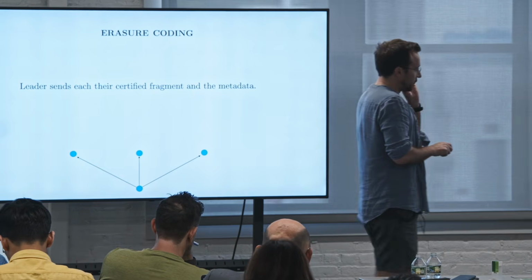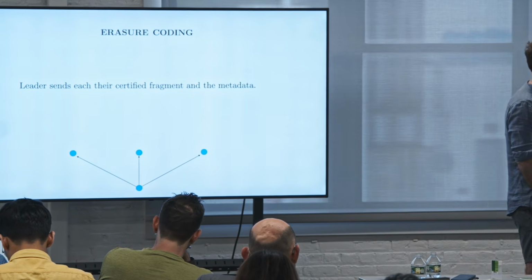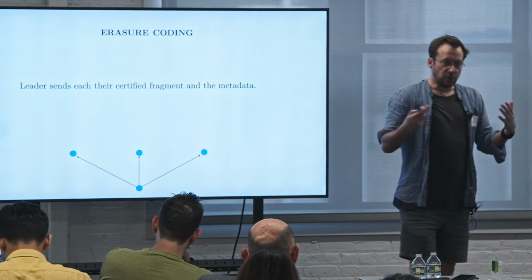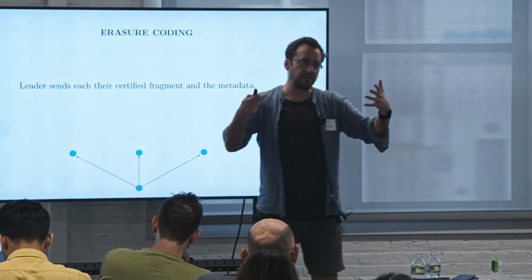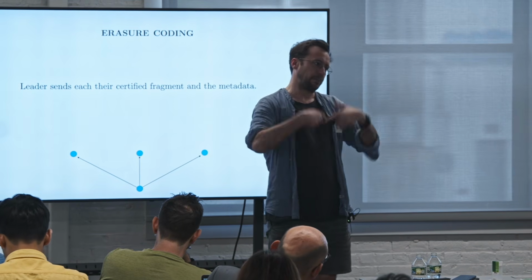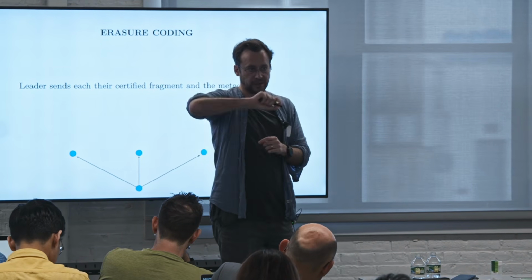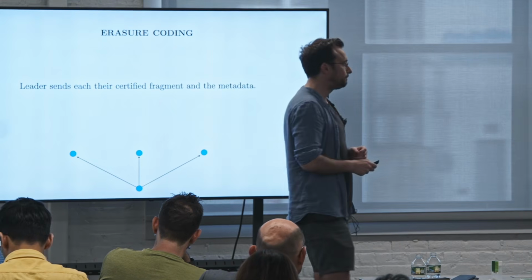Okay, so now the view proceeds as follows, right? The leader sends each processor their certified fragment and the metadata. That means, because they've got the metadata, they can immediately do the sort of checks that say, hey, is the parent in blocks? Have I seen nullifications for all the interim views and so on?